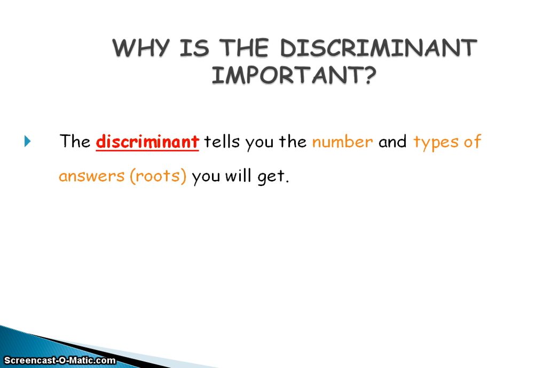Now, why is the discriminant important? Well, the discriminant tells you the number and the types of answers or roots you will get. Remember that roots is one of the 4 ways that we describe solutions. We call them solutions to quadratics, roots, zeros, or x-intercepts. The discriminant can be positive, negative, or 0. It's just a number. If you remember the discriminant for matrices, you'll remember it was just a number, and this is the same idea, different formula. Pause now and copy everything on this slide.